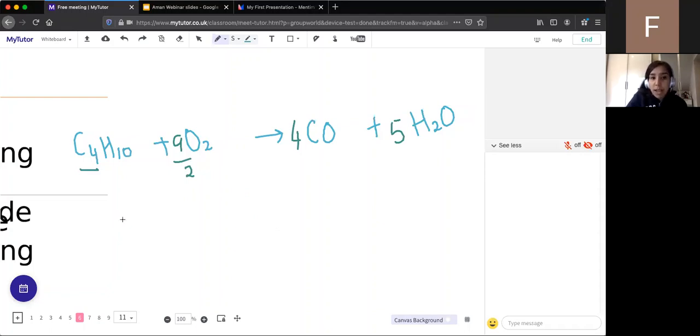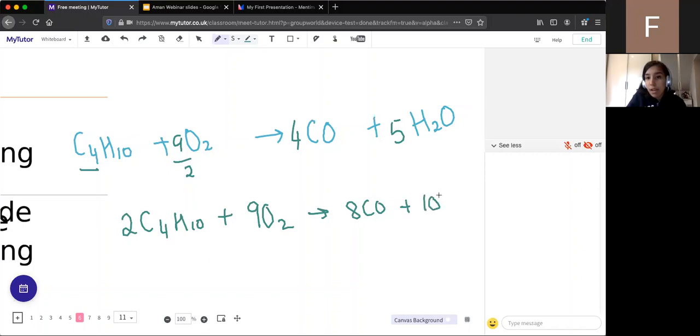So that means the actual balanced equation is 2C4H10 plus 9O2 goes to 8CO plus 10H2O. And that's the fully balanced equation for that. Everyone that gave me the answer to that, very well done. You were correct.